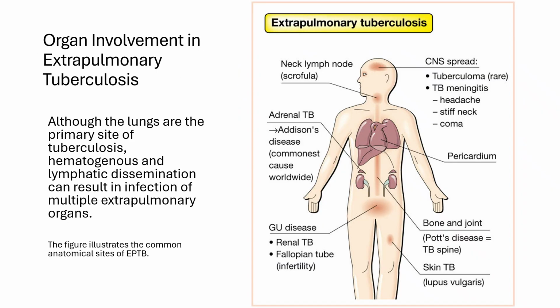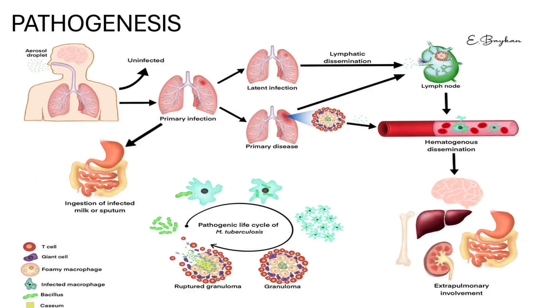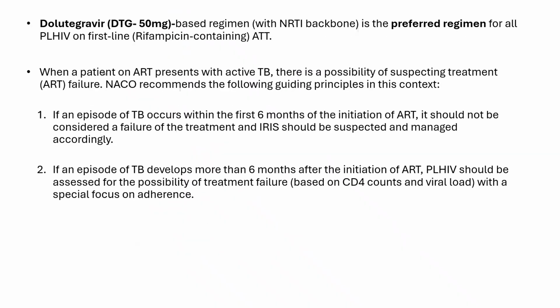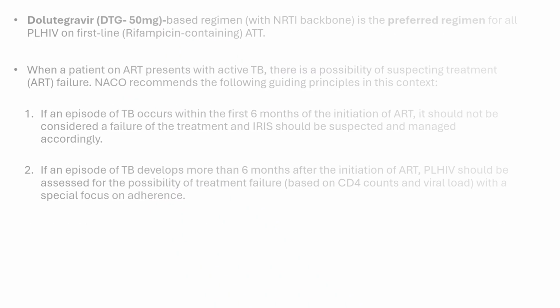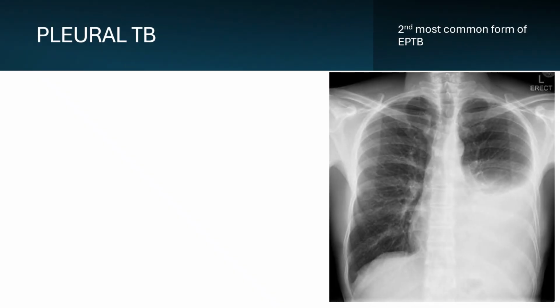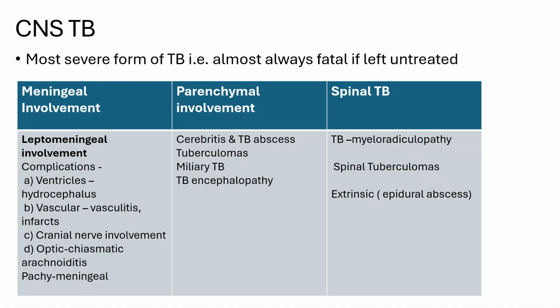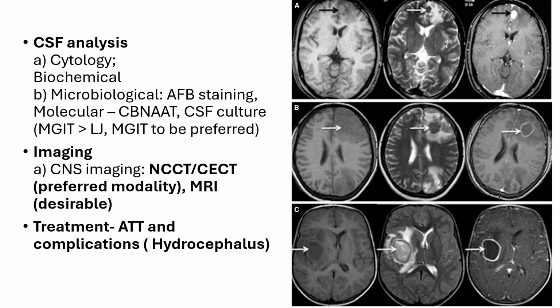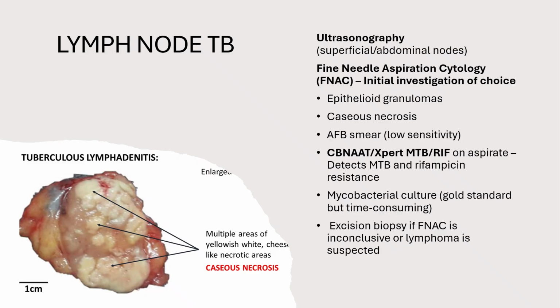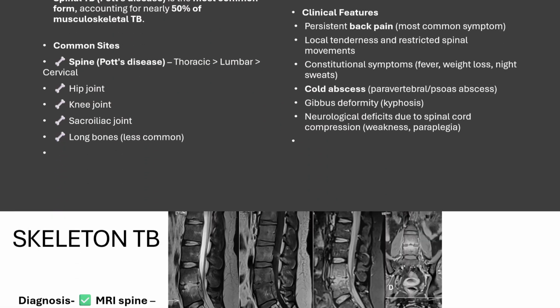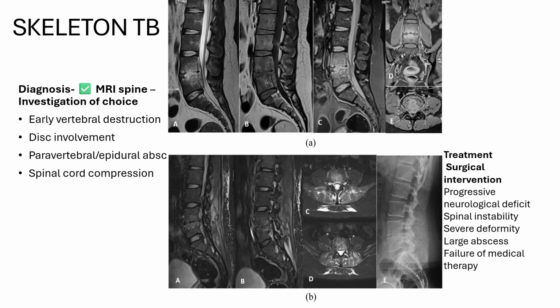So we were talking about skeletal TB, which includes Pott's TB. It accounts for 50% of all the musculoskeletal TBs. Remember, in skeletal TB, the most commonly affected is thoracic, then lumbar, then sacral. Other joints are also involved. Clinical features include persistent back pain, gibbous deformity, neurological deficits, and cold abscess.